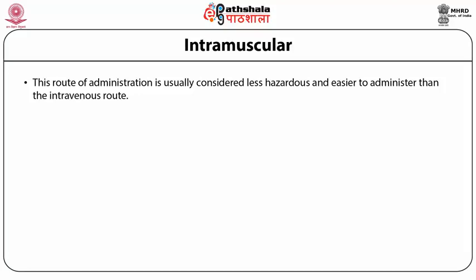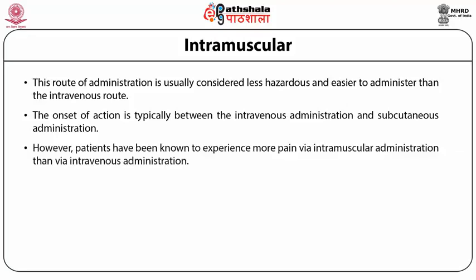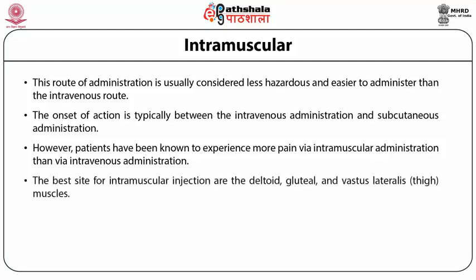This route of administration is usually considered less hazardous and easier to administer as compared to the intravenous route. The onset of action is typically between the intravenous administration and the subcutaneous administration. However, patients have been known to experience more pain via the intramuscular administration than via the intravenous administration. The best sites for intramuscular injections are the deltoid, gluteal, and the vastus lateralis, that is the thigh muscles.